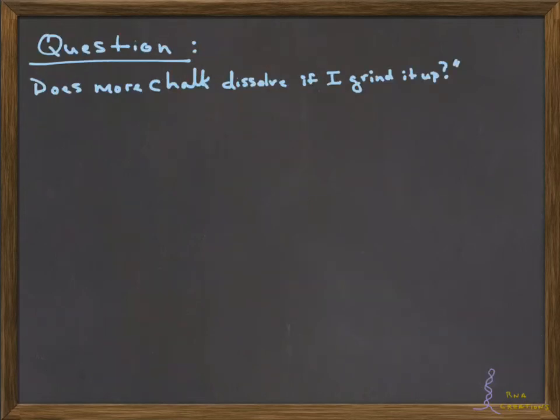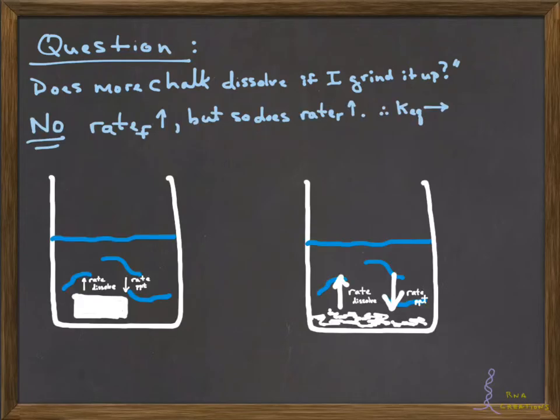So on this slide, I pose a few questions. The first is, does more chalk dissolve if I grind it up? Well, at first blush, it seems like the answer to this might be yes. If there's a greater surface area, there will be a greater rate of dissolving. But it turns out that the answer is no. While there is a greater rate, a forward rate for dissolving, there's also a greater reverse rate for precipitation.